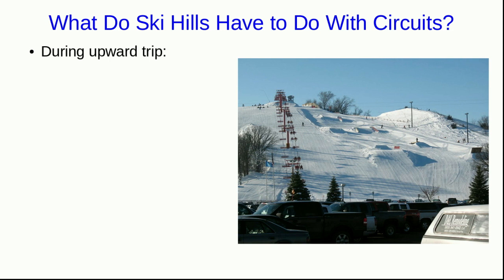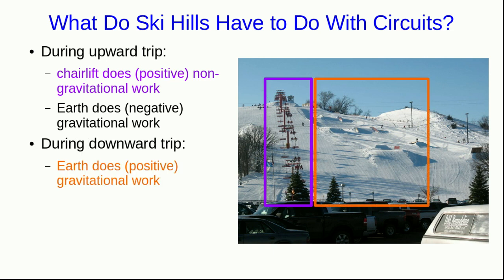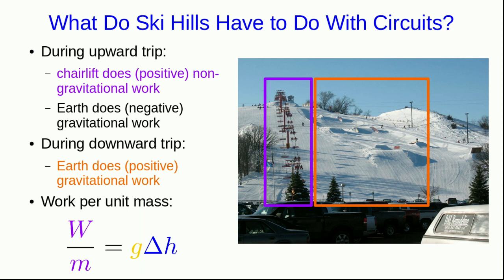What do ski hills have to do with circuits, you might ask? Well, think about a ski hill. During the upward trip, the chairlift is doing positive, non-gravitational work on the skiers. At the same time, the Earth is doing negative gravitational work on the skiers. Then during the downward trip, as they ski down the slope, the Earth is doing positive gravitational work on the skiers. We can talk about the work per unit mass, and it would just be g delta h, right?